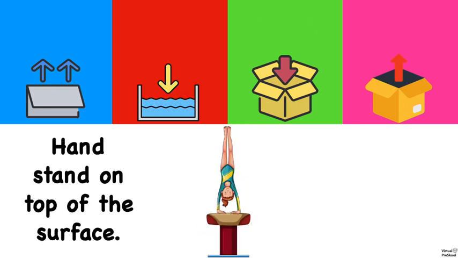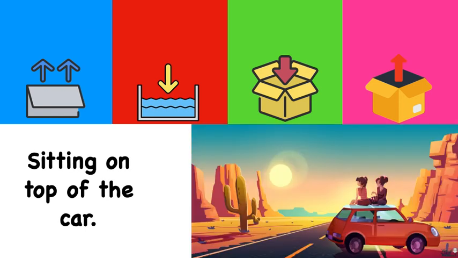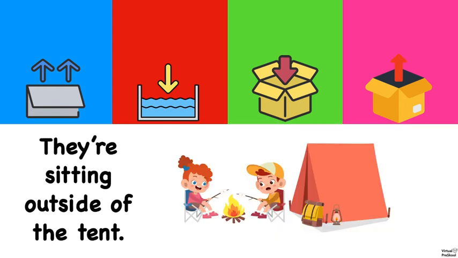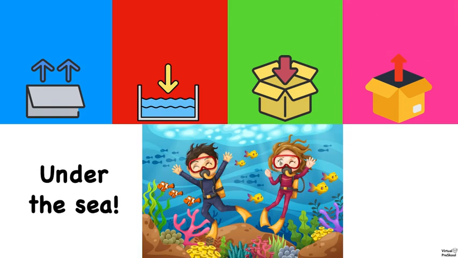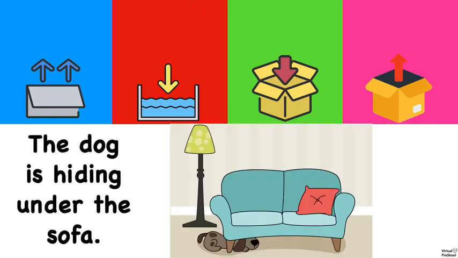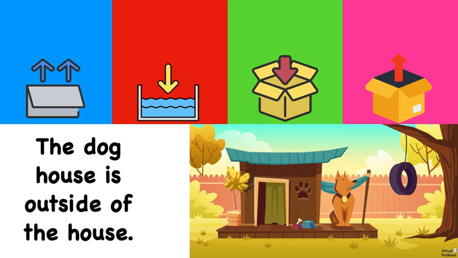Ke andar. She's doing a handstand on top of the surface. Ke upar. They're sitting on top of the car. Ke upar. They're sitting outside of the tent. Ke bahaar. They're under the sea. Ke neeche. The dog is hiding under the sofa. Ke neeche. The doghouse is outside of the house. The doghouse is outside.